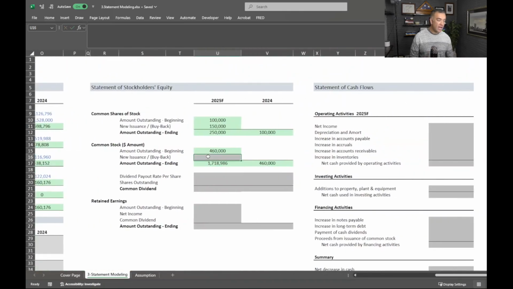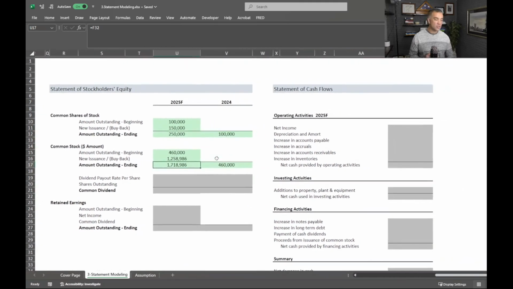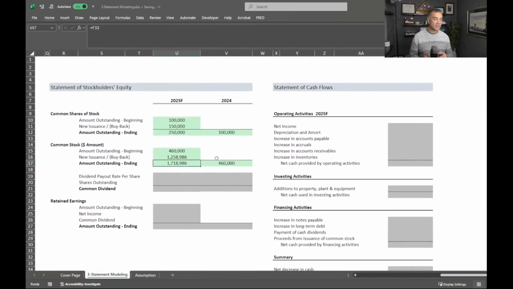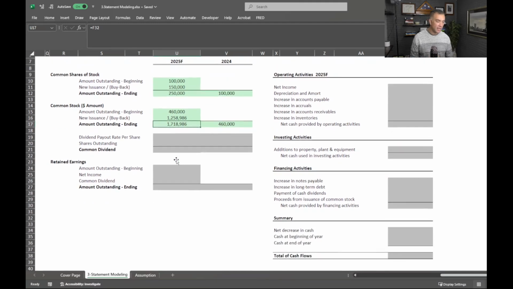Okay, to find out how much money we raised, we know the ending balance is 25. Well, it's just going to be the difference between the total of 2025, and I'm going to subtract out the beginning balance. So that must be the additional issuance of stock. So we raised 150,000 shares, got 1.258 million.